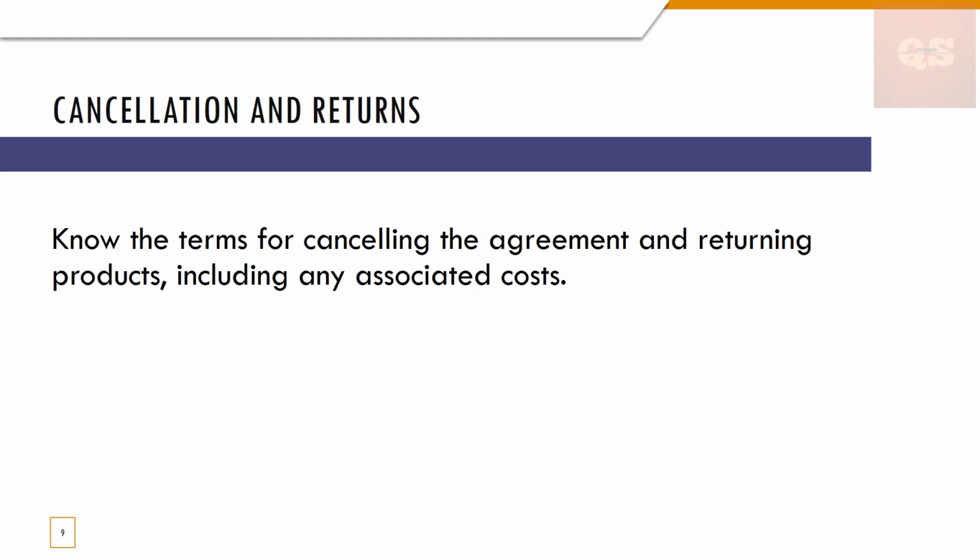Next is cancellation and return. Know the terms for cancelling the agreement and returning the products, including any associated costs. It is straightforward. If you want to cancel this material or agreement or any services, how can you do that, and what would be the cost associated with it? All those cancellation policies and return policies should be made clear, so that there won't be any confusion or disputes based on this.